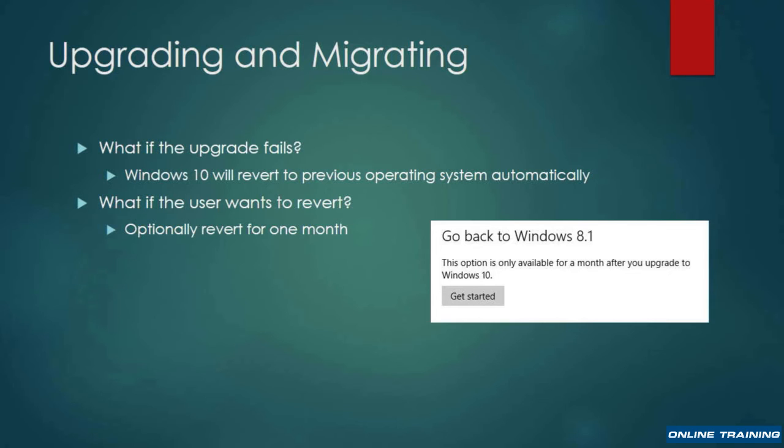You have the option to revert back for 1 month. Microsoft will make that available. It's in the System app. You can see it here. It will simply state go back to, and then whatever version of operating system you came from to get to Windows 10.